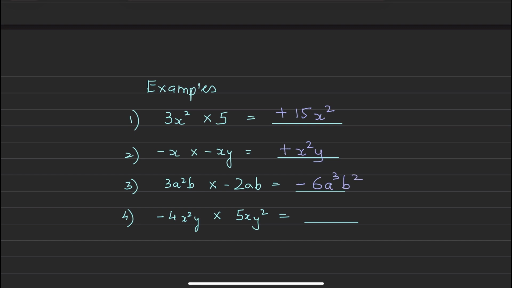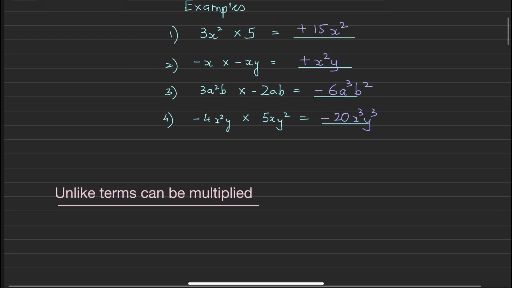Next one. One is negative and positive. So it's going to be negative. Deal with the numbers. 4 5s are 20. How many x's are there? X cube, y cube. This is all in multiplication of monomials. I hope you know what are monomials and binomials. Please look at algebraic concepts which we have done before.